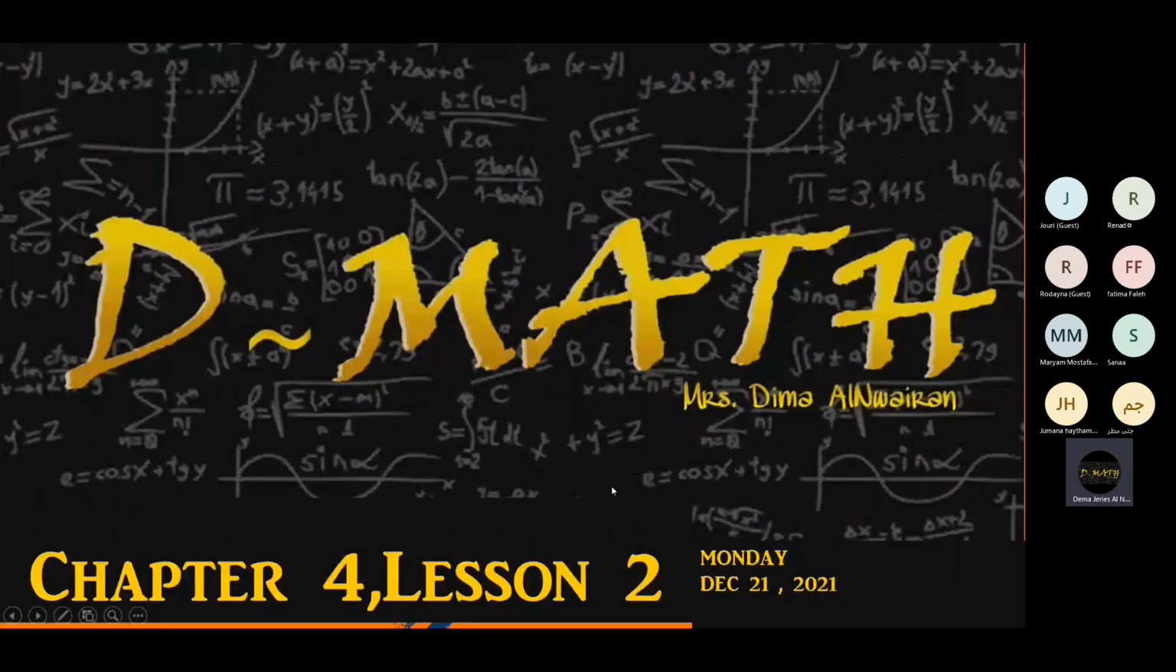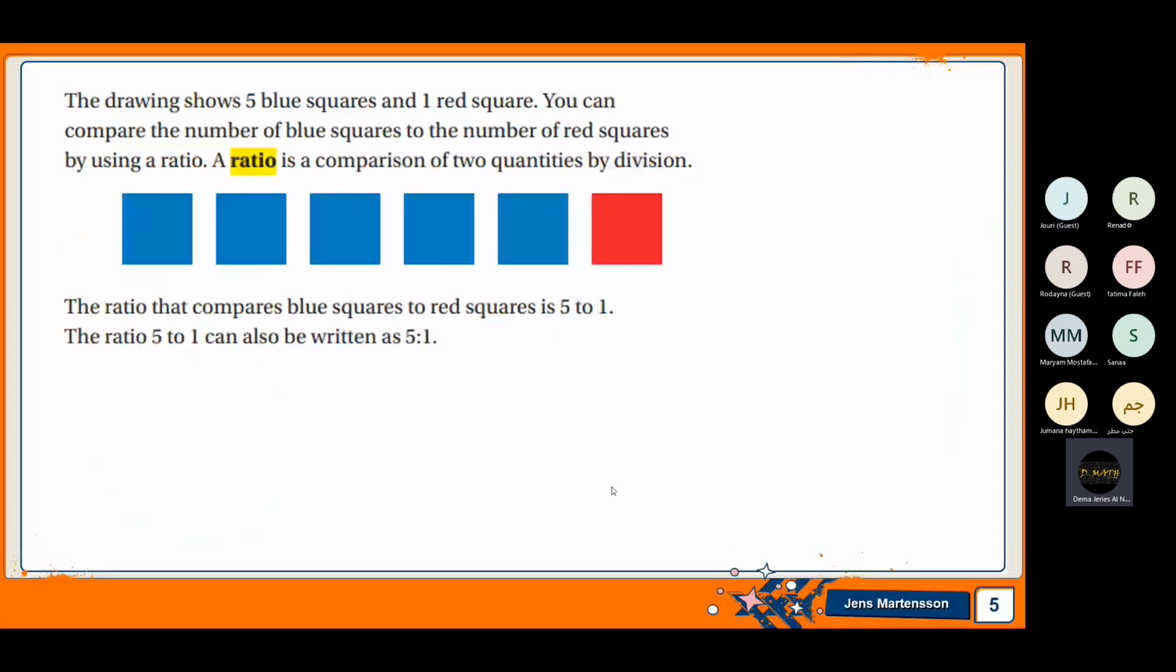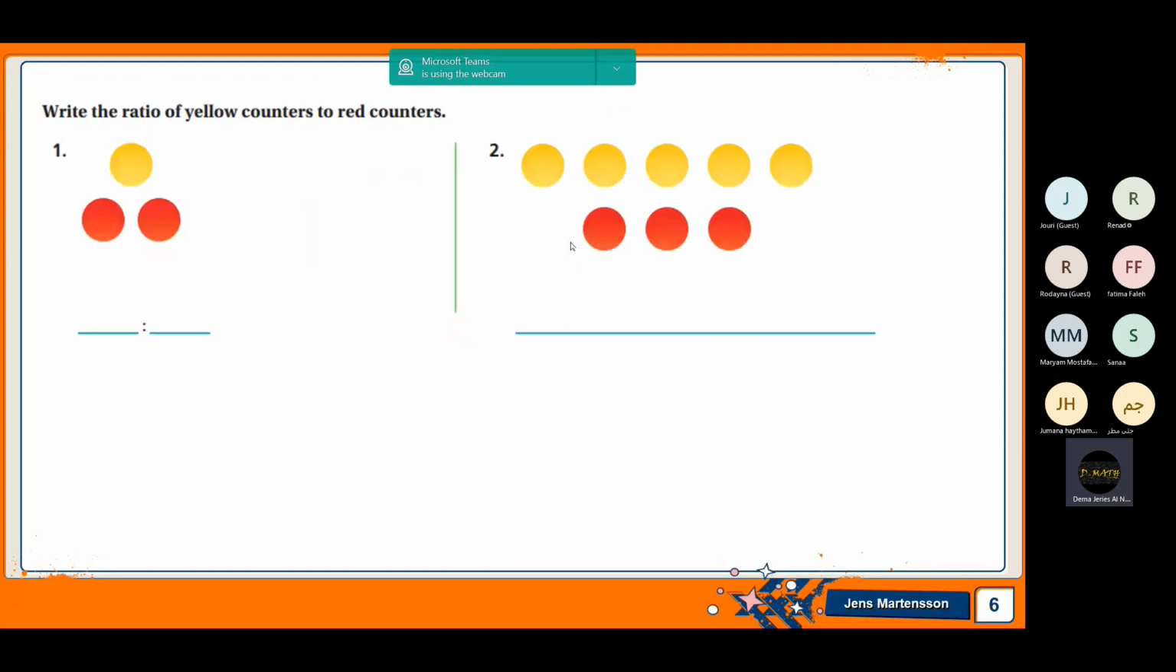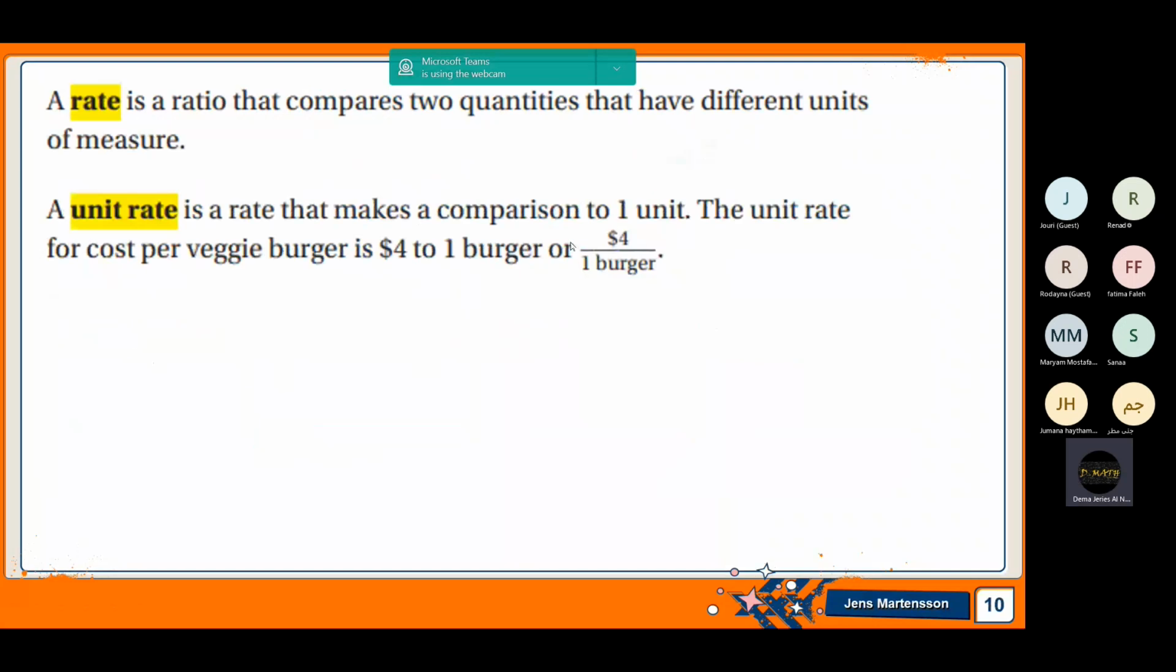Now, yesterday we started talking about ratios and rates, and we said that a ratio is a comparison of two quantities. Like we have this blue and this red, to compare the blue squares to the red squares, we just count them: 5 to 1. The difference between a fraction and a ratio is that a fraction is part to whole, but a ratio could be part to whole, or part to part. And we solved these examples and we stopped here.